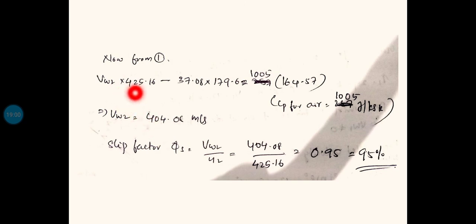Now Vw2 into 425.16 minus 37.08 into 179.6 equal to 1005 into 164.57. So you got Vw2 equal to 404.08 meter per second. Now slip factor is defined as Vw2 by U2. So Vw2 value you got just this one, and U2 value already you got. Now taking the ratio, you will get slip factor equal to 0.95 or 95% is the slip factor.